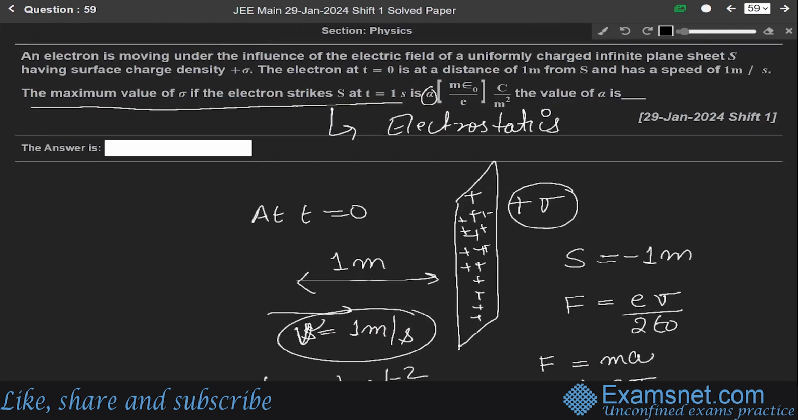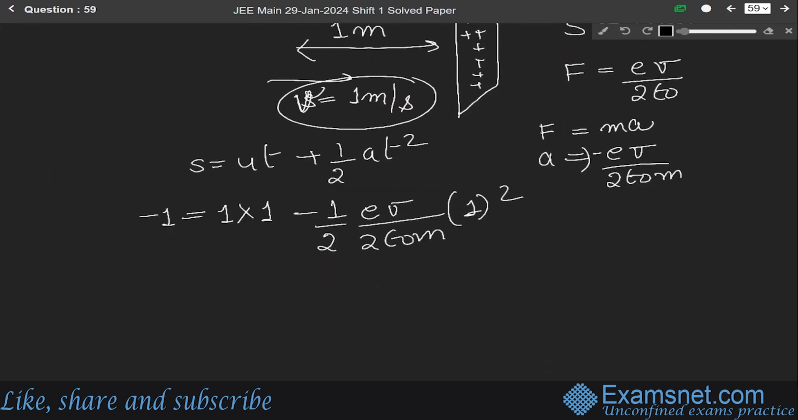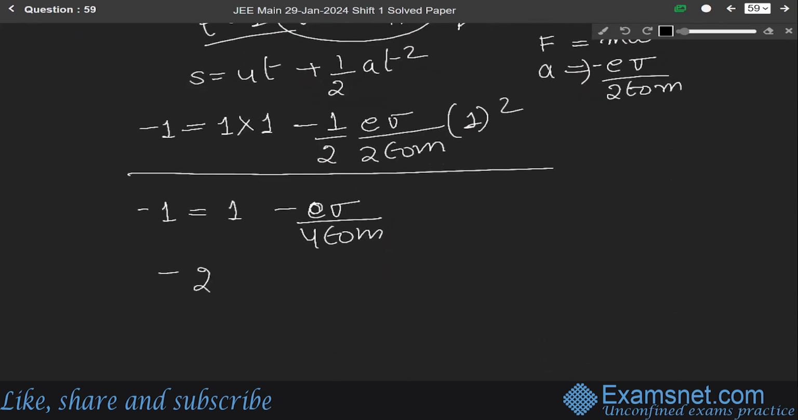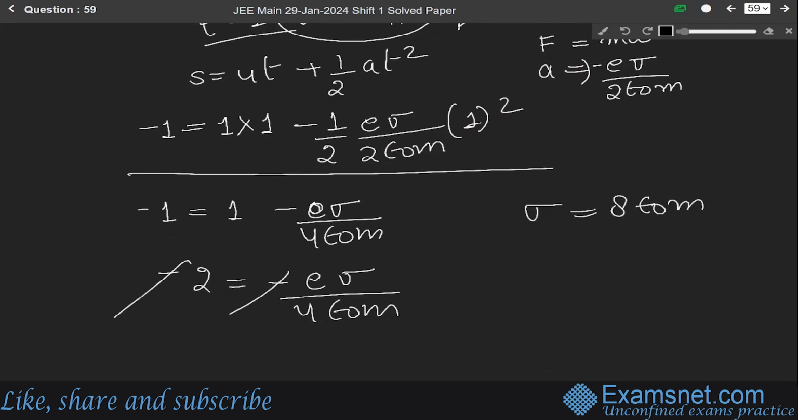Now we have to find for time t equals to 1 second. So for t equals to 1 second, we can write this equation. So minus 1 equals to 1 minus E sigma over 4 epsilon naught m. So it will become minus 2 equals to minus E sigma over 4 epsilon naught m. Minus minus cancels out each other. So sigma will be equals to 8 epsilon naught m over E.